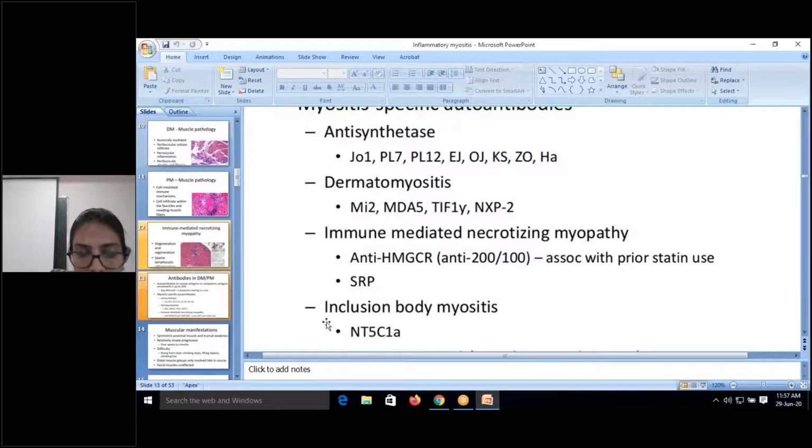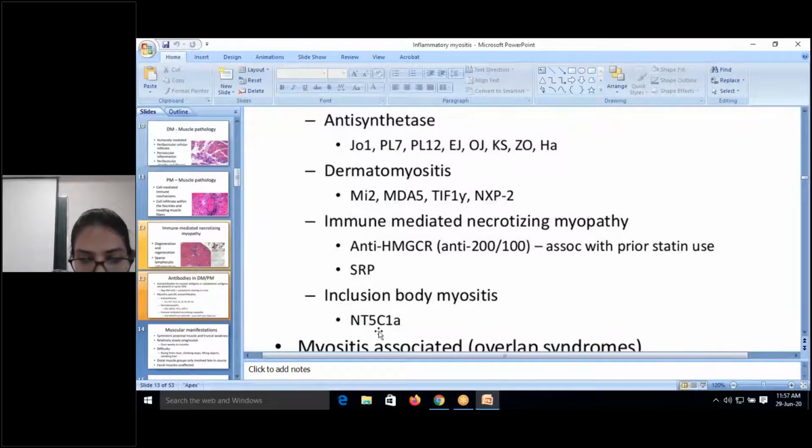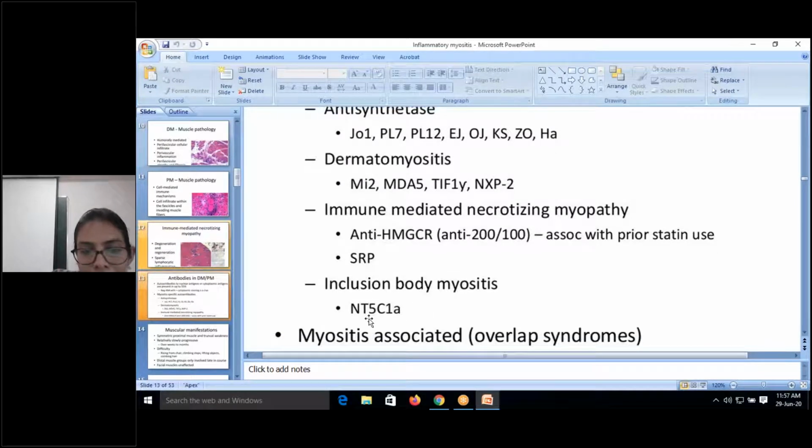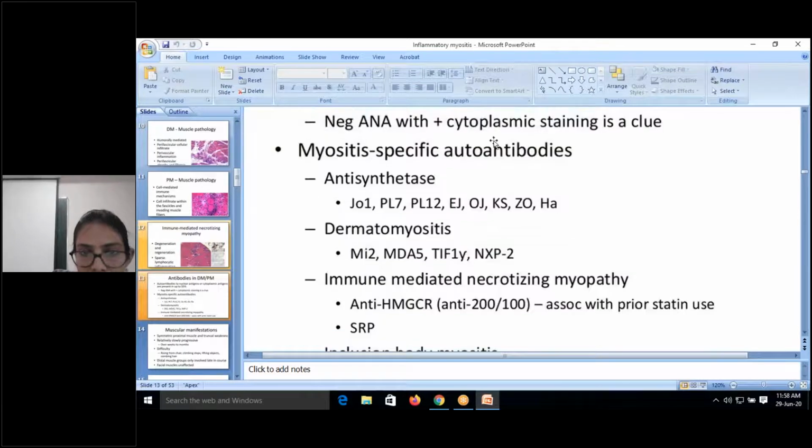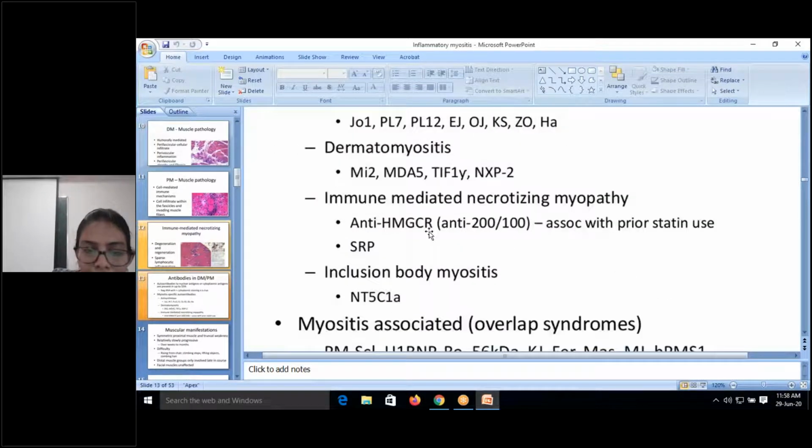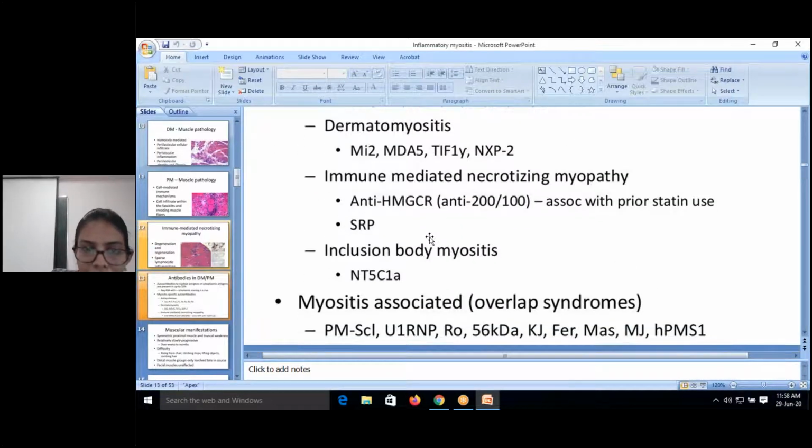Again, you have inclusion body myositis, NT5C1A. This is the newest antibody, discovered in 2013. Then these are all the myositis-specific antibodies. Then coming to myositis-associated antibodies.